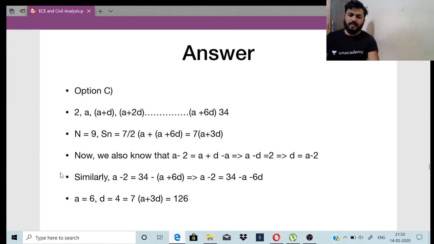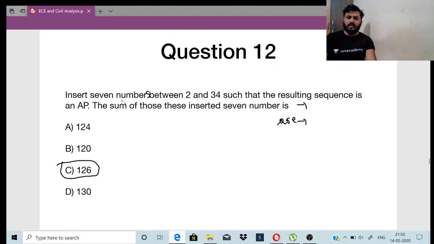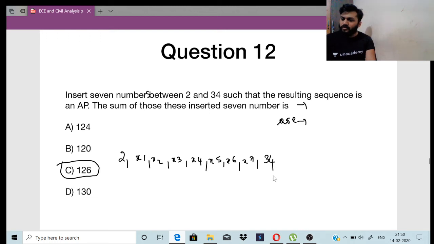C, 126 is the answer, right? Now, what they have given here, there are seven numbers between 2 and 34, right? So it is 2, x1, x2, x3, x4, x5, x6, x7 and 34, right? What is n here? How many elements are there? How many numbers are there? n is equal to 9, right? Tn, the last term, is 34.